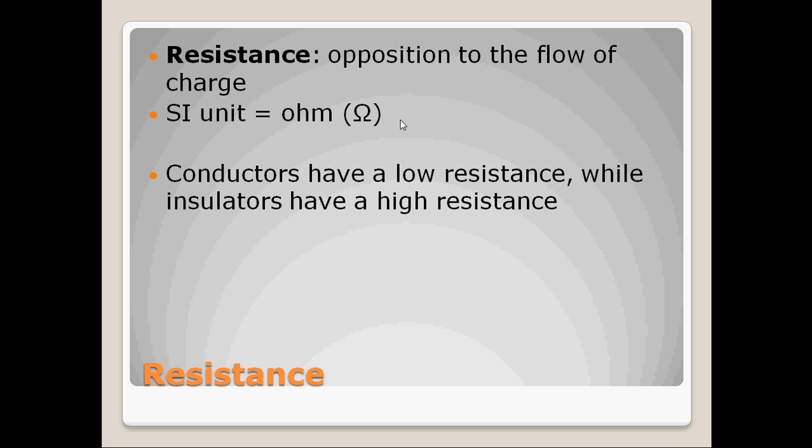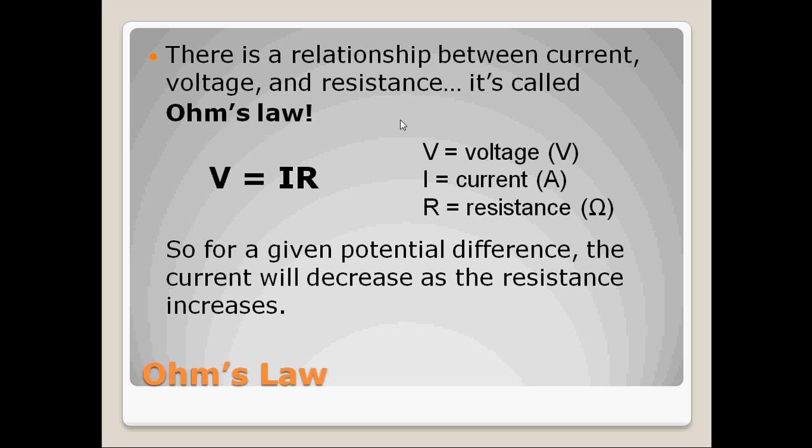Their atoms are arranged such that it's very difficult for electrons to travel through and continue that flow of current, which is why insulators tend not to be very good at allowing current to pass through, whereas conductors very easily let current pass through. It's all about relative resistance levels. Okay. Now, we get to Ohm's law.